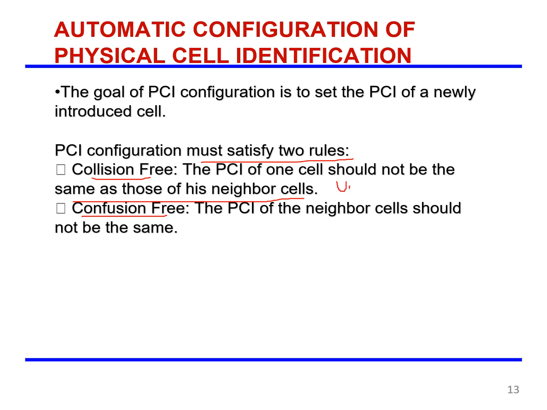Every PCI which is allocated to the neighboring cells should be unique. That is the care you have to take. Otherwise, if the PCIs are the same, there will be interference. The PCI of the neighbor cells should not be the same, and the PCI of one cell should not be the same as those of its neighbor cells. So these are the two things we have to take care of while configuring the PCI, and these rules are implemented in the SON self configuration algorithm.